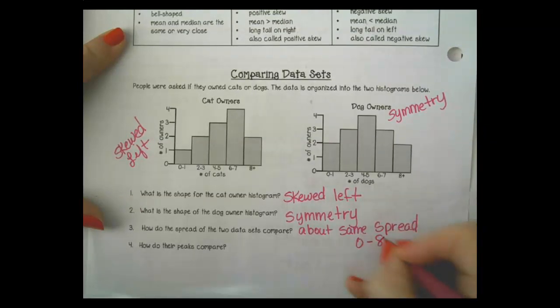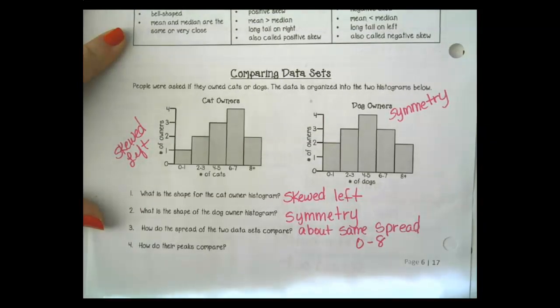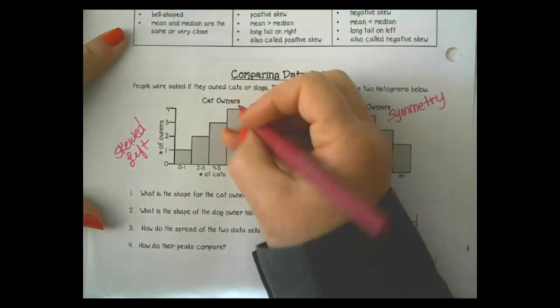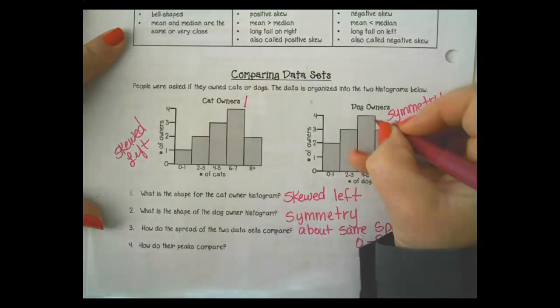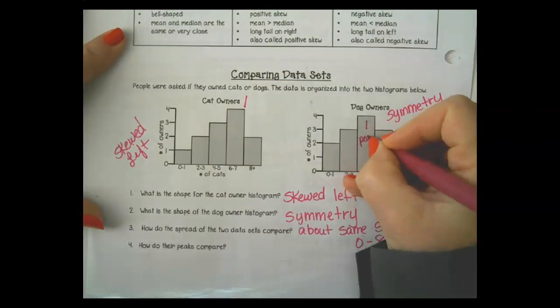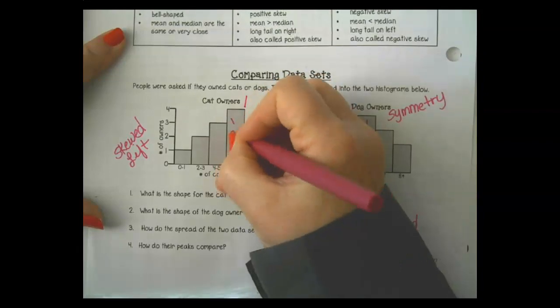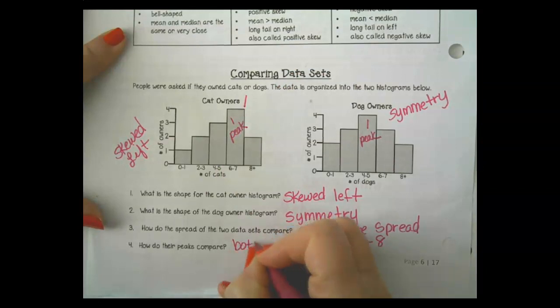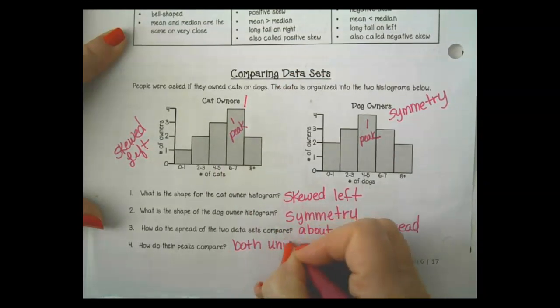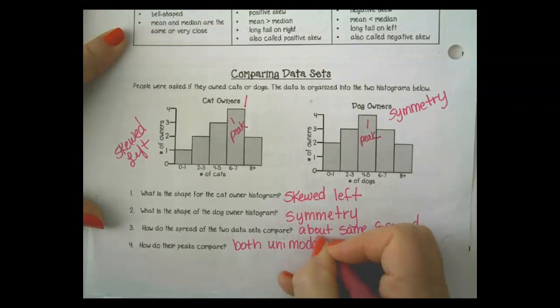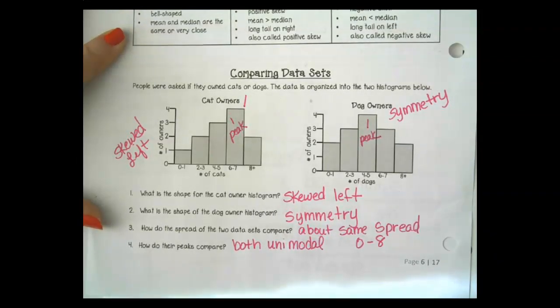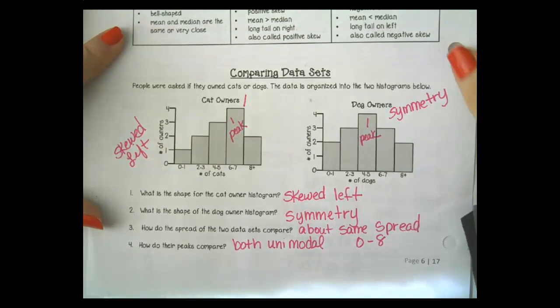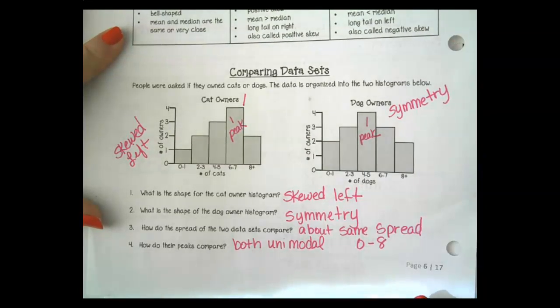How do their peaks compare? Since each has one peak, they are both unimodal. And that's all you're doing. You're not creating them. You just need to know how to interpret them. Let's move to the next page.